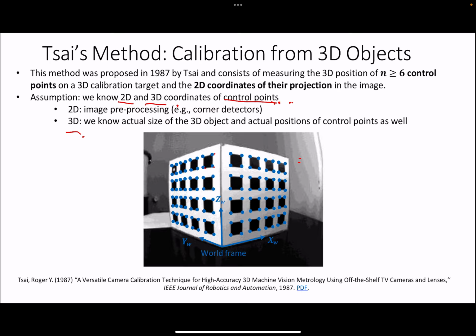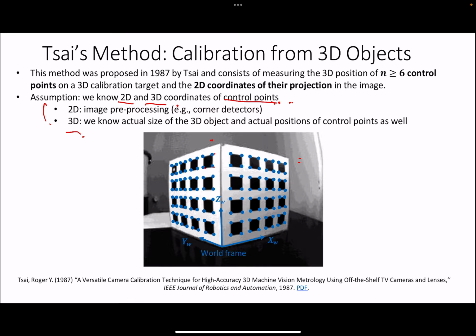That is our assumption. So we prepare this kind of object, and we know all the physical size of this object. So we know the actual size of the 3D object and the actual position of control points as well. For the 2D side, we use a robust, well-working image pre-processing algorithm to detect corners from images. And for the 3D, we know the actual size of the 3D object and the actual position of control points as well. And now we are going to make a correspondence between 2D and 3D. That is a very intuitive way, right?